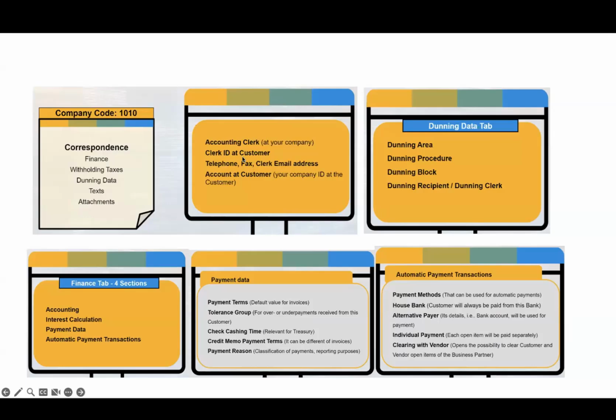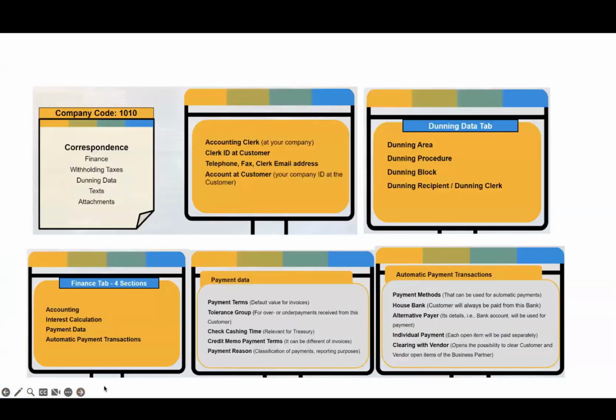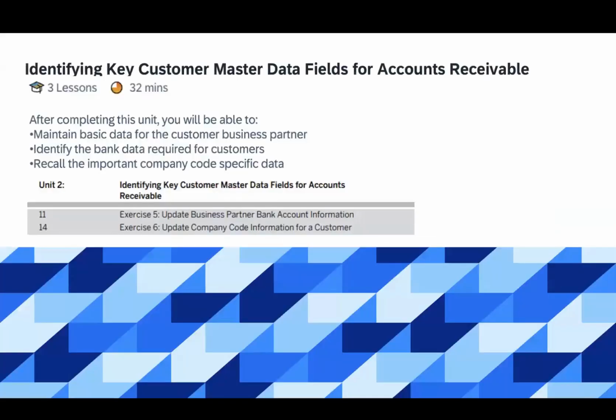And then we're also recording things with correspondence. So the accounting clerk at your company, so at our company, and then who they deal with at the customer and how to contact them. So that's the contact information for what would probably be their accounts payable department. And why do we want to record things like this, well, we're going to need to chase debt. Okay. And that's what we want to be doing there.